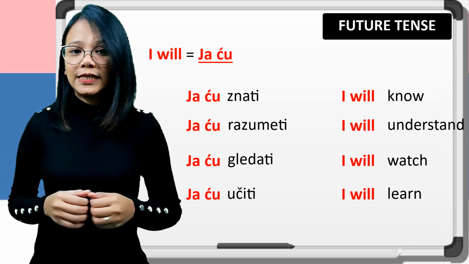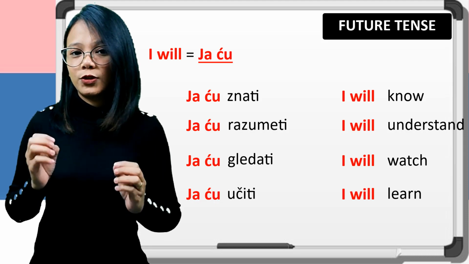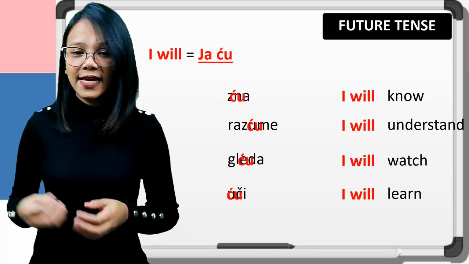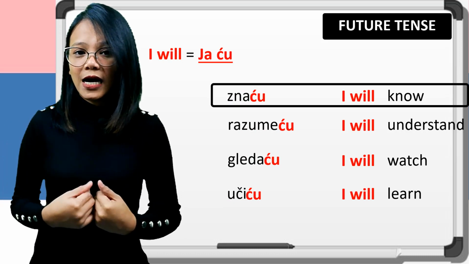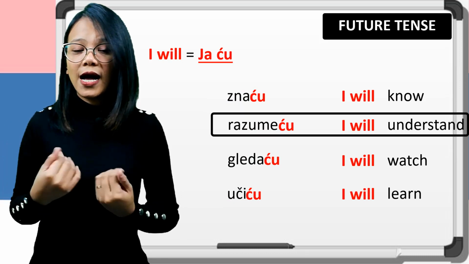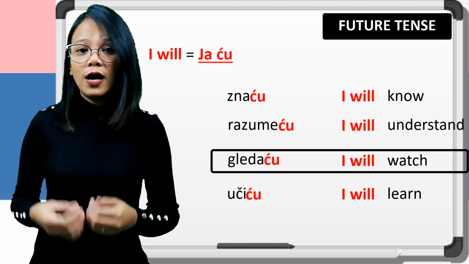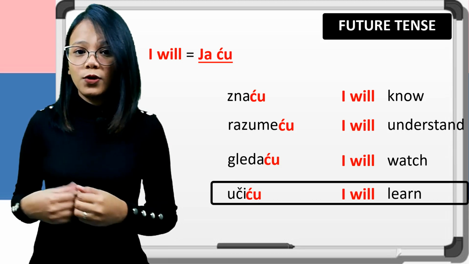For the short version, it is the same as in the present tense. Just remove T and add the corresponding endings. For I will it is ću. Znaću, I will know. Razumeću, I will understand. Gledaću, I will watch. Učiću, I will learn.